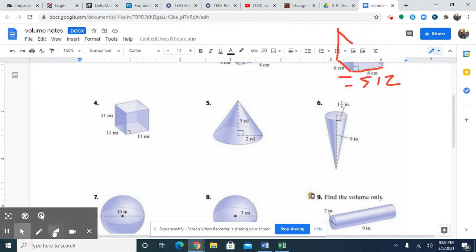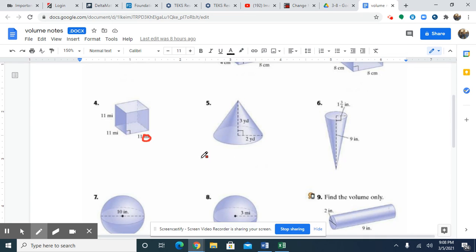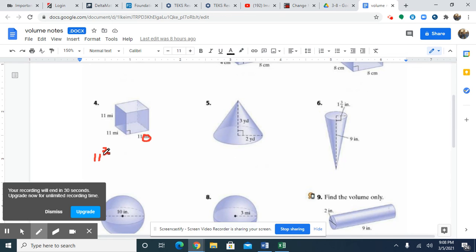So looking down here, even though this technically looks smaller than the one that we just did, it's measured in different units, 11 millimeters. So 11 times 11 times 11, or 11 cubed. So 11 cubed would be equal to 1,331. Now this is in millimeters cubed. So 1,331 millimeters cubed.